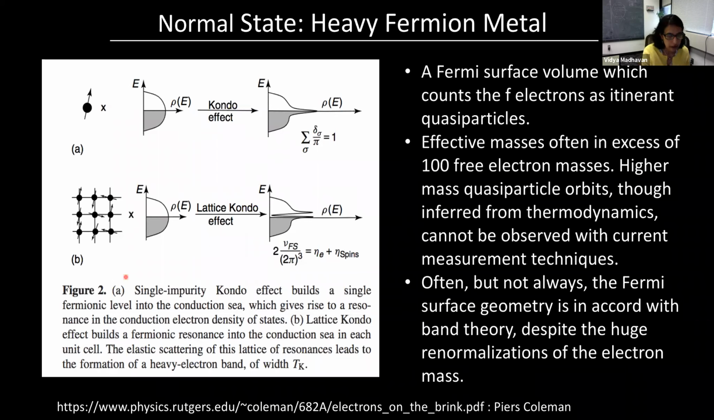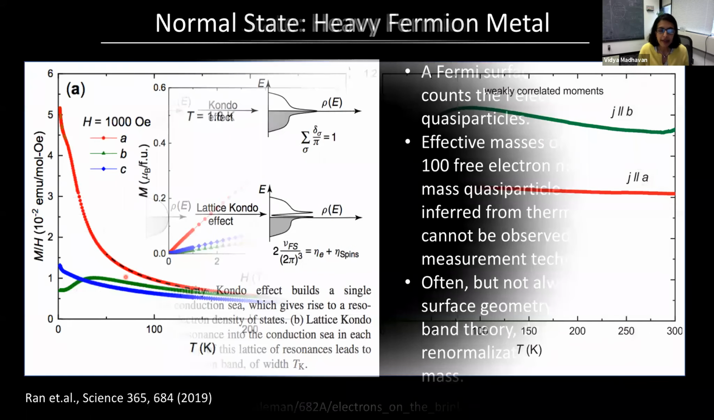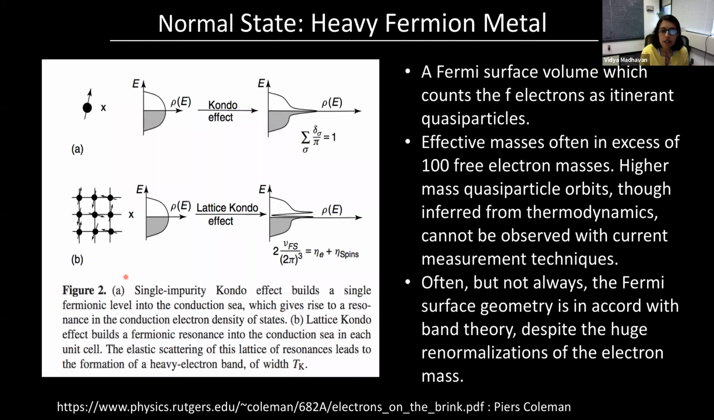So I'll show you data in a second, but the fact that it's a heavy fermion system is really interesting. Just to remind you, you can have this so-called Kondo effect where you have a single magnetic impurity in a metal. And in that case, something very beautiful happens. The conduction electrons of the metal interact with this localized magnetic moment. The interaction strength grows as the temperature is decreased. And at some low temperature, you make a singlet state where the localized moment is completely screened by the conduction electrons, right? So that's the Kondo effect, the single impurity Kondo effect.